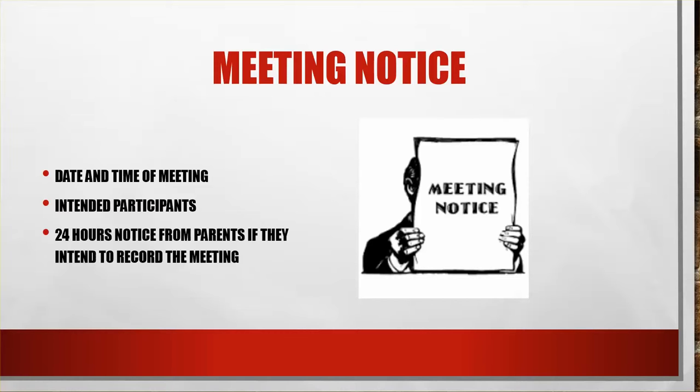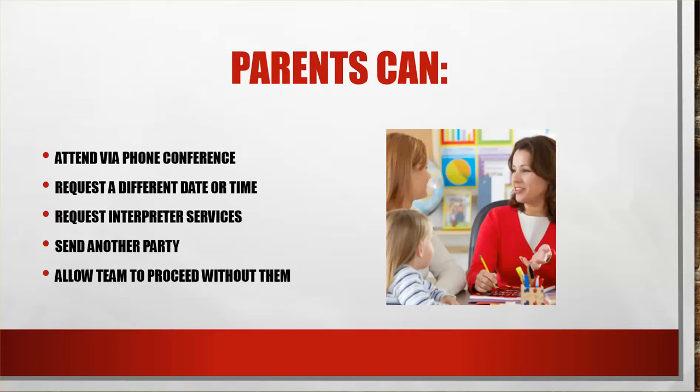The meeting notice includes the date and time of the meeting, intended participants, and a notification to parents that they must inform the team at least 24 hours prior if they intend to record the meeting. If the parent cannot attend in person, they can attend via phone conference if they choose. They can request a different meeting date or time, and they can also request interpreter services. Parents can send another party in their place, and they can allow the team to proceed without them.